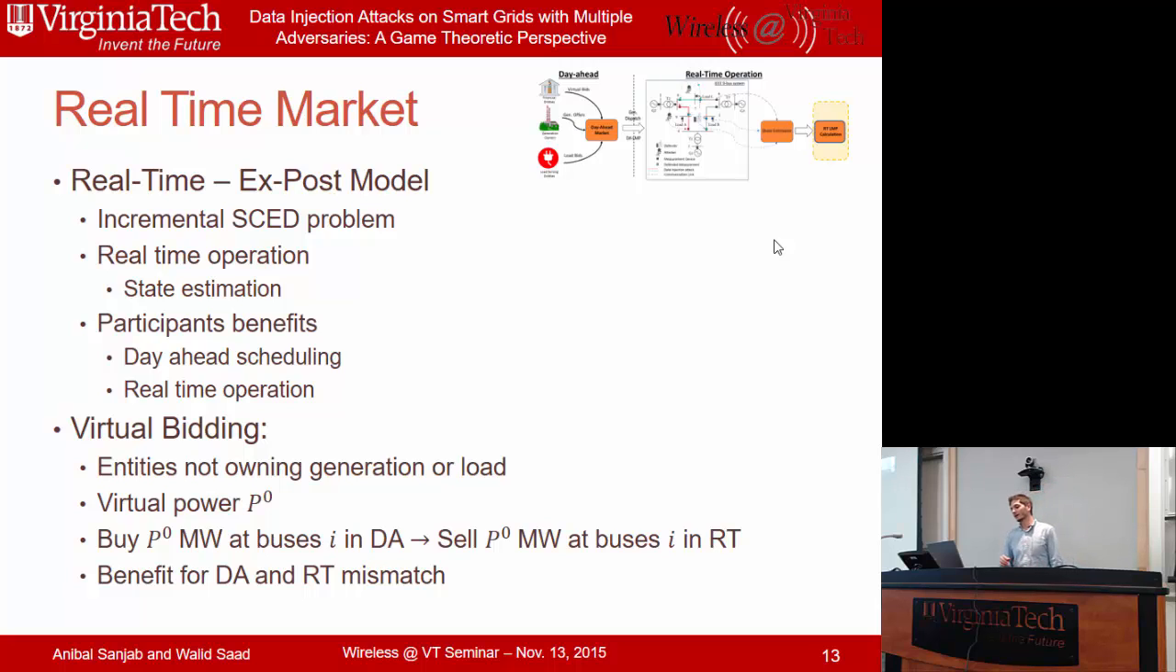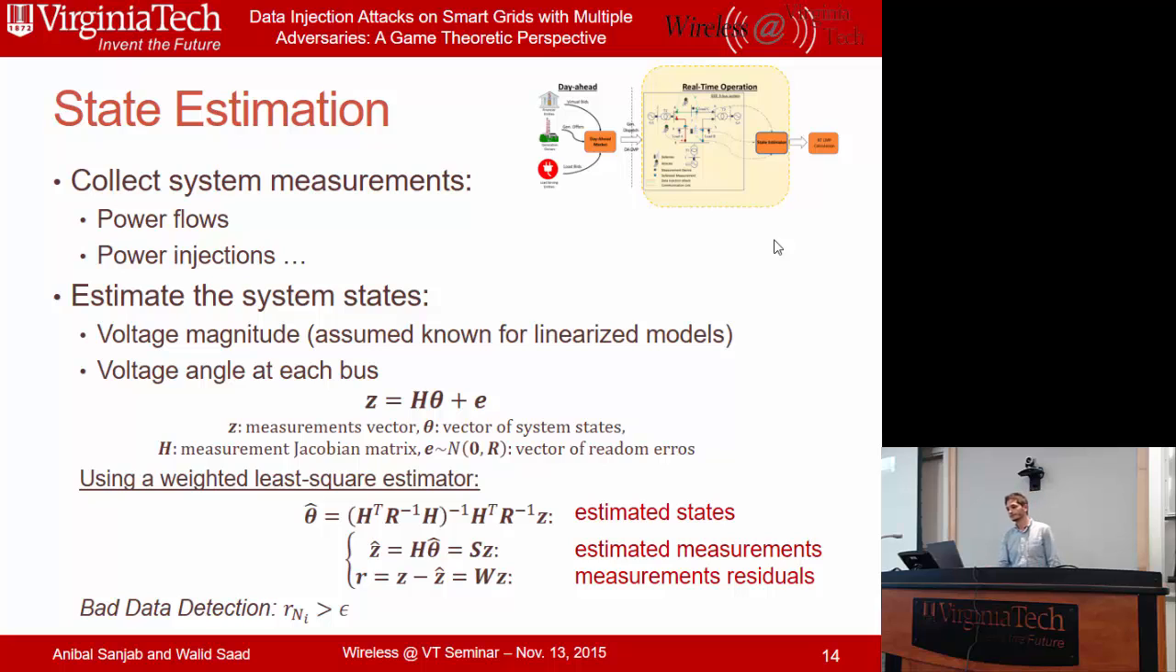And here, in our case, the data injection attacker is a virtual bidder. And he or she mainly aims at creating that mismatch between the day ahead and real time. So the attacker alters the real-time state estimation of the system to make it seem that the system has operated in a different way, and then creates a mismatch and earns a financial benefit through that mismatch.